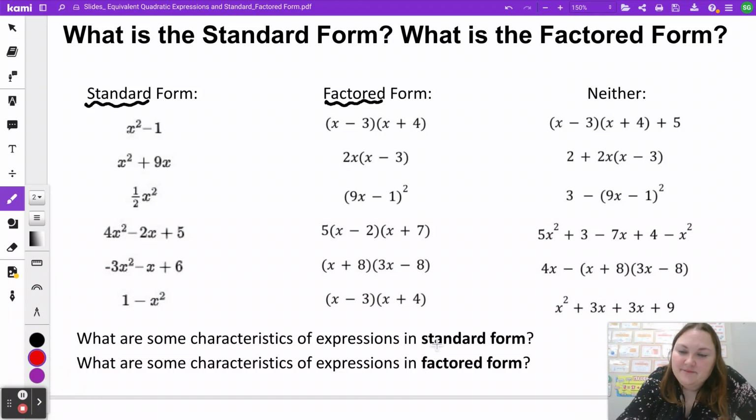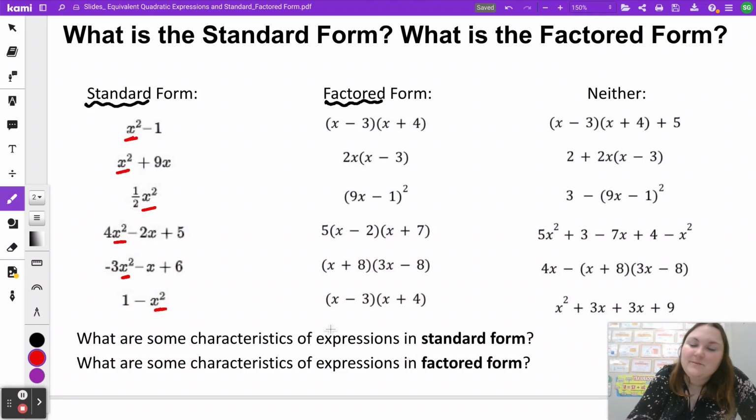Starting with standard form, over the years, one of the first things students have noticed is that every single problem here in standard form, you see an x squared. Every single one. And that is definitely a piece of standard form. A standard form is always going to have that x squared in it. Now notice though, here under factored form, I see that exponent squared. And then under the neither column, I still see some stuff with x squared. So just because you see something with a squared or x squared in it doesn't automatically mean it's standard form. There's still more we can notice over here.